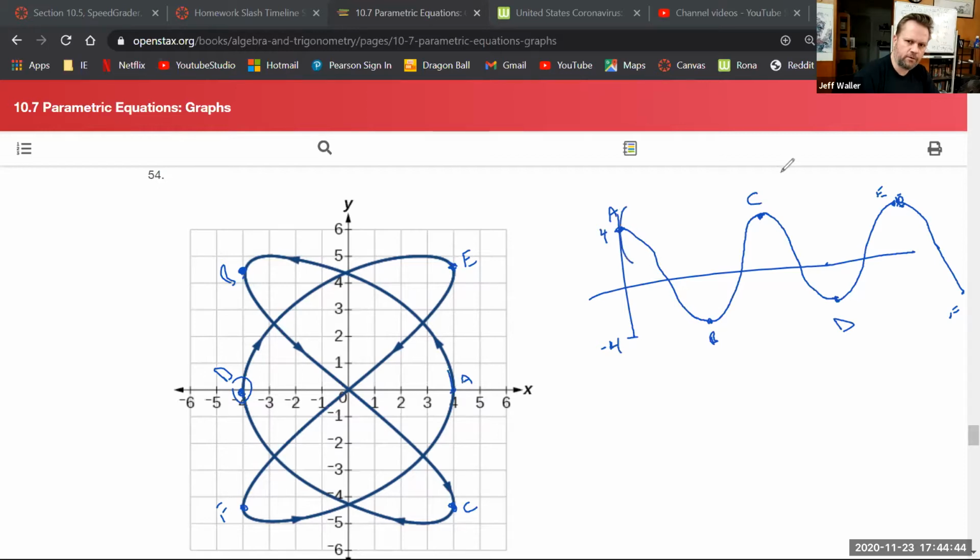So there's one cycle, 2 cycles, and a half, it looks like. Let me see. No, I got to go all the way out. Yeah, it looks like it's got 3 cycles. Yeah, so whoever said 3 is right. A to B to C, C to D to E, E to F to A. I love it. So it does have 3 cycles in there.